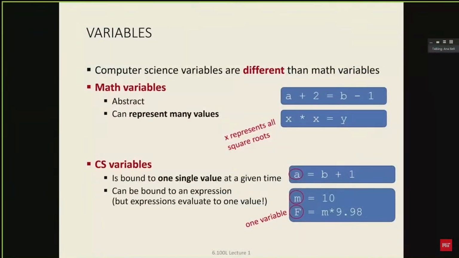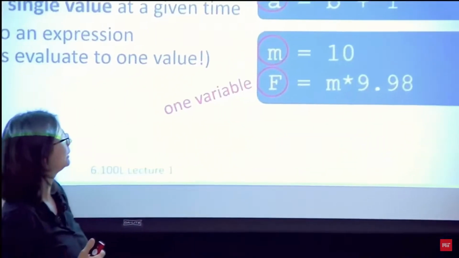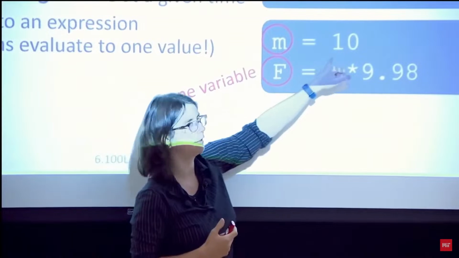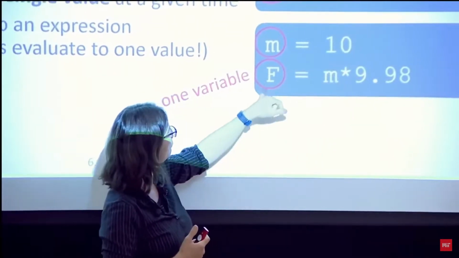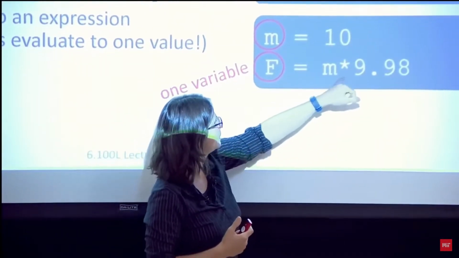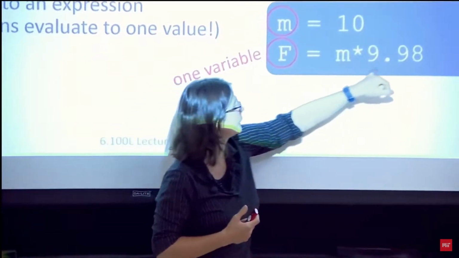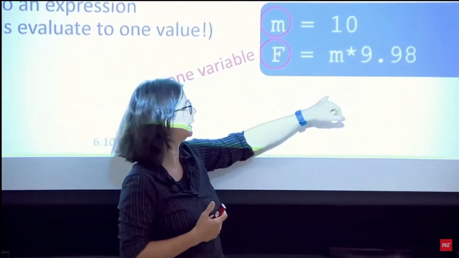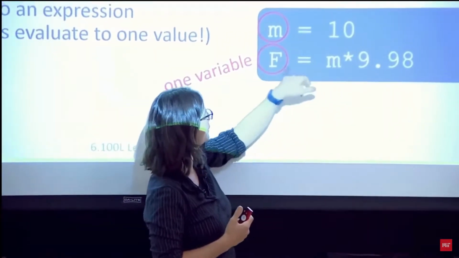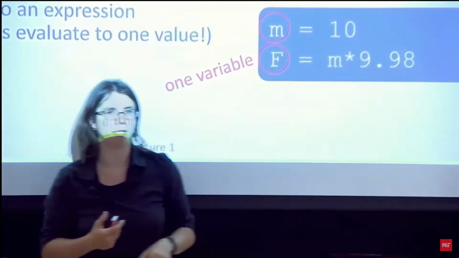So here are some examples. I've got a is equal to b plus 1. The thing on the right-hand side will evaluate to some value as long as I have something that b has a value for. I've got here m is equal to 10, so m is a variable. Its value is 10. I've got f is equal to m times 9.98. Again, I have an expression on the right-hand side, and that's okay. I'm going to use the value of 10, so f's value will be 99.8.